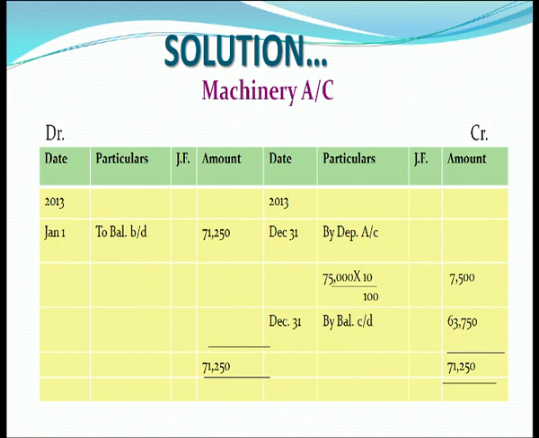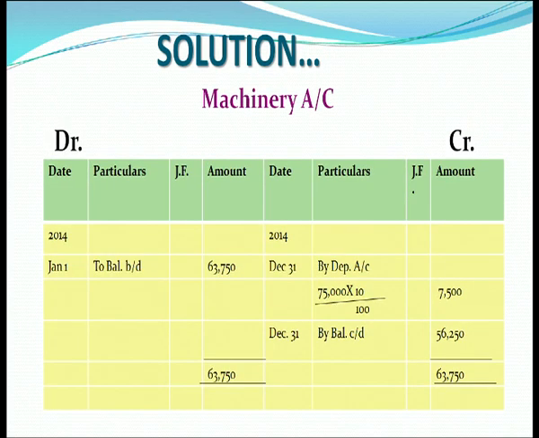would be charging depreciation at the rate of 10% on the original cost. So, 75,000 into 10 by 100, which is 7,500, and that will be charged for the complete 12 months. And again we would be closing the books of accounts, the machinery account on 31st December. So, again the balancing figure of 71,250 minus 7,500, which gives us a balancing figure of 63,750, and we will close the accounting record.